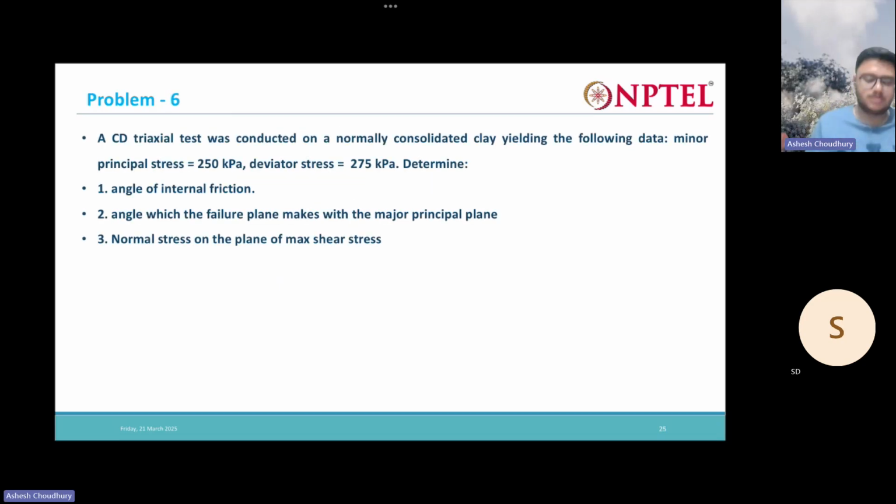Let's look at the next problem. A CD triaxial test was conducted on a normally consolidated clay, yielding the following data. Minor principal stress is given, deviator stress is given. Determine the angle of internal friction, the angle which the failure plane makes with the major principal plane. If I encounter the angle of internal friction, obviously I can easily find that, and the normal stress on the plane of the maximum shear stress, that also I can find.